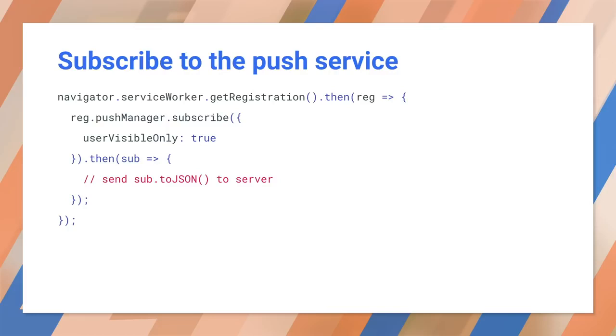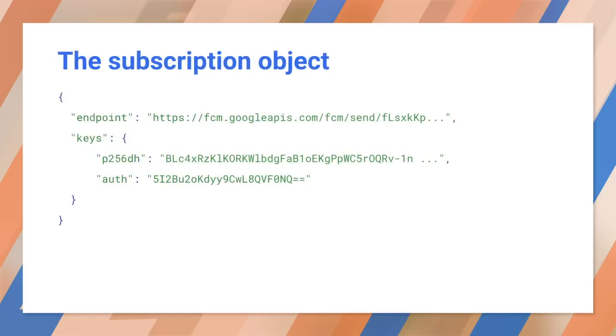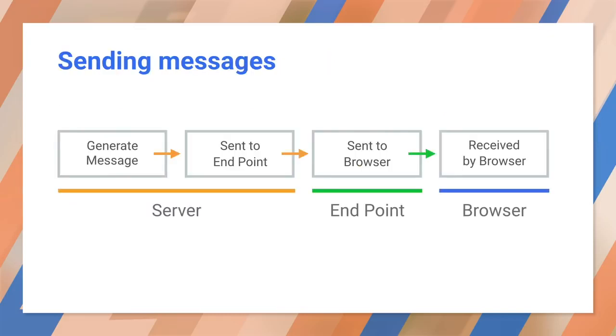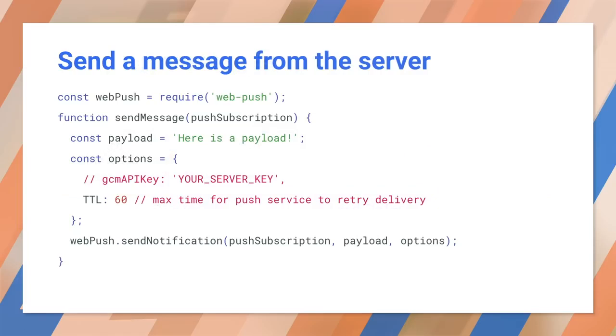And the push service returns the subscription object, which includes an endpoint URL and a public key. Save the subscription object data to your server and then send push messages from your server to the endpoint URL encrypted with the public key.